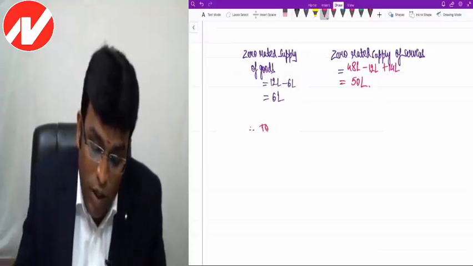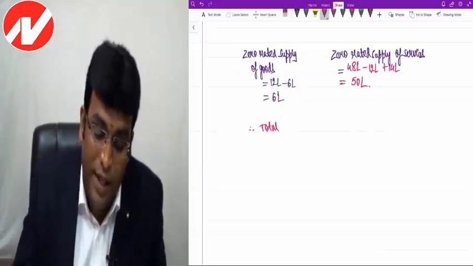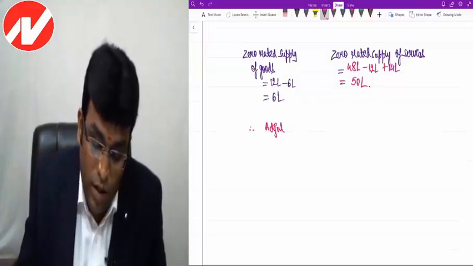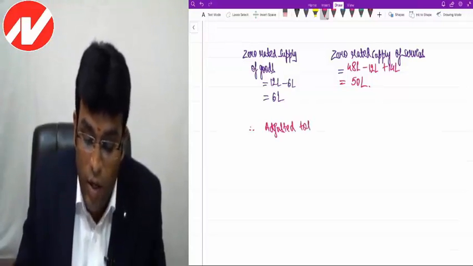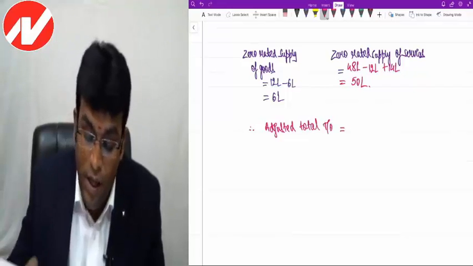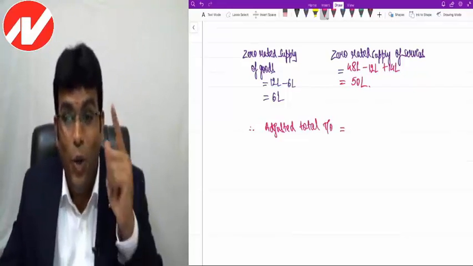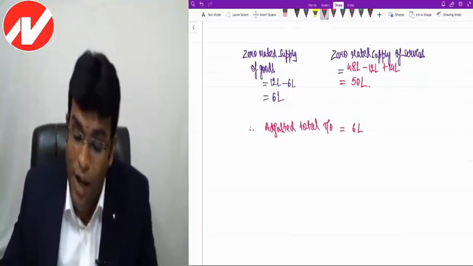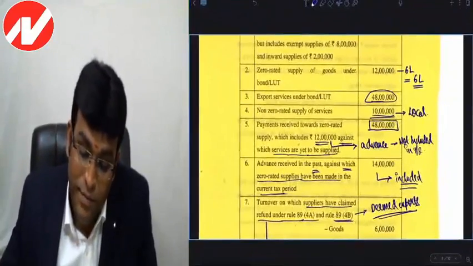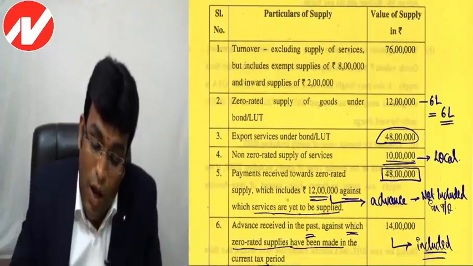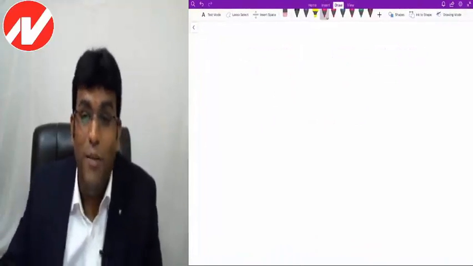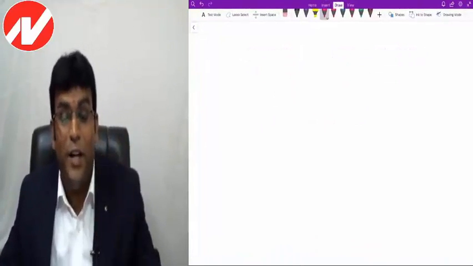Therefore, adjusted total turnover. Adjusted what turnover, sir? Total turnover is 6 lakhs. Correct, my dear friends? What is the turnover, by the way? Already 76 lakhs we have done. 76 lakhs is what? Domestic kind of turnover.